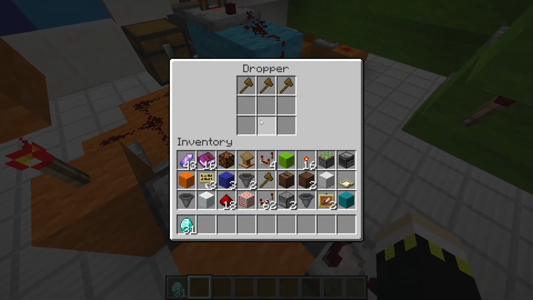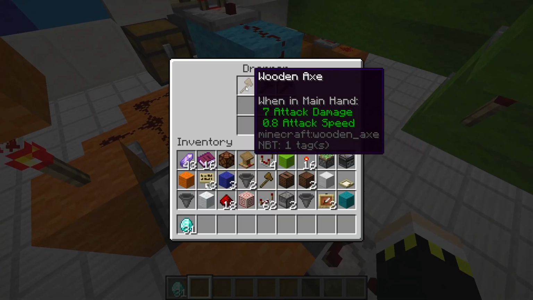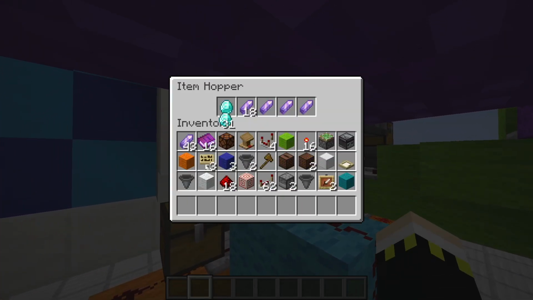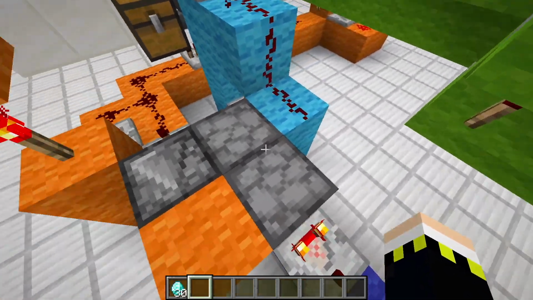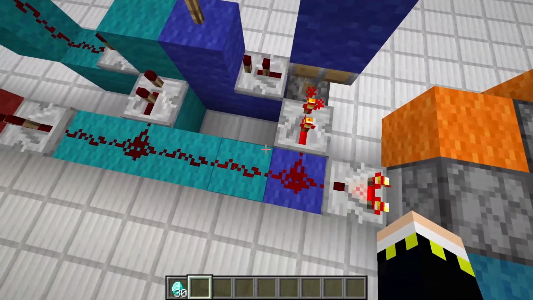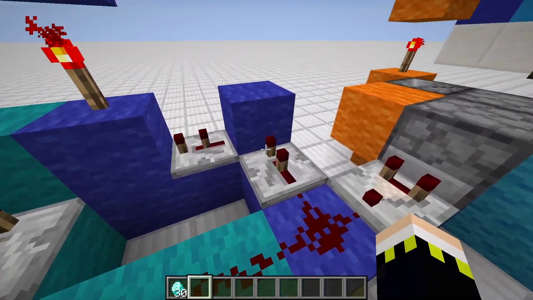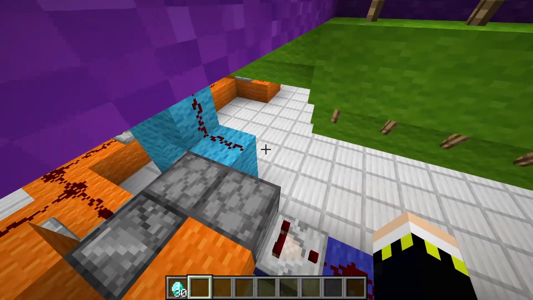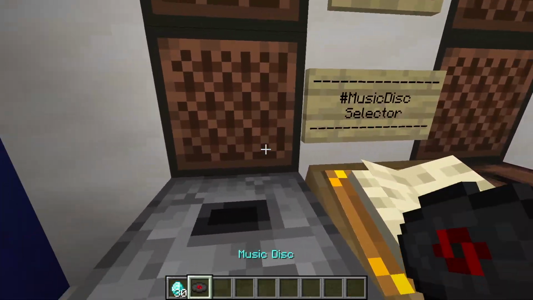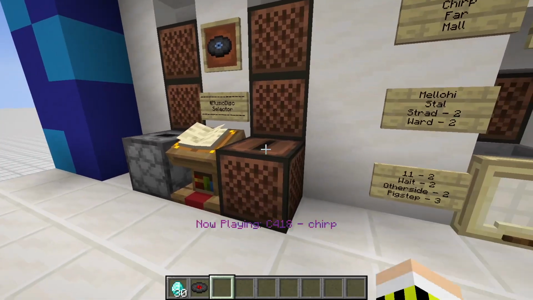And since we can pay up to 3 diamonds, we have 3 wooden axes in here. And for each diamond, so I will now transfer 1 diamond in there. And now 1 wooden axe is transferred to the right. Therefore, putting out a signal strength of 2, powering what happened now? Oh, yeah, I paid for the disc, of course, so it reset. Yeah, now there's the music disc.